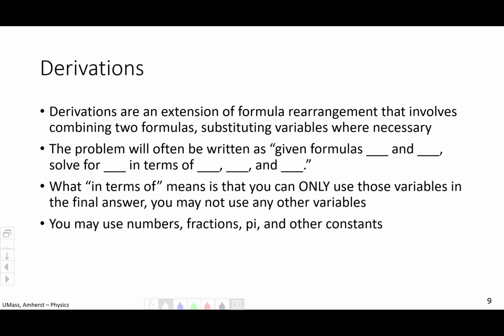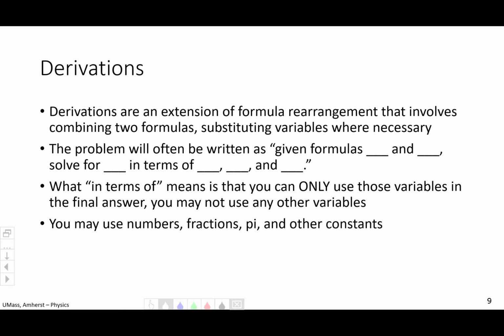So what do I mean when I say derivations? Derivations are an extension of formula rearrangement. We did formula rearrangement earlier. That involves combining two formulas, substituting variables where necessary. So what is this actually going to look like if you're given a problem? How are you going to recognize that you need to do a derivation?